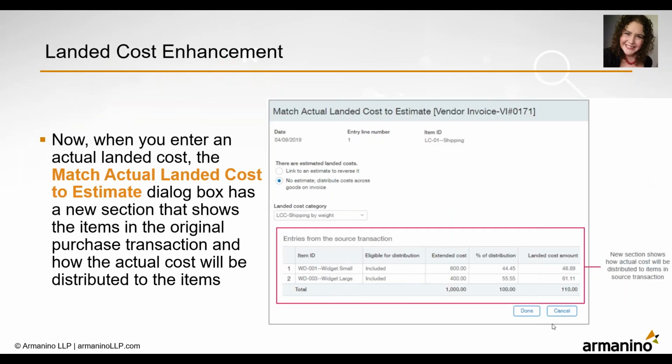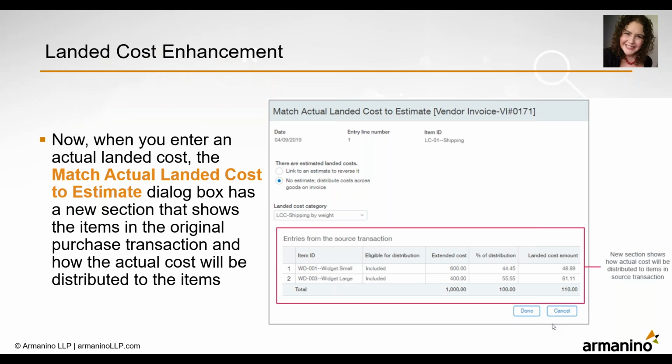All right, and a quick landed cost enhancement. Previously, when you entered your actual landed cost, you had to post the transaction and then check the automatically generated inventory adjustment transaction to see how the actual cost was distributed to all the items in the original transaction. In the example on the side, you can see that the actual cost of $110 was entered for shipping, and the distribution of the cost is based on weight.